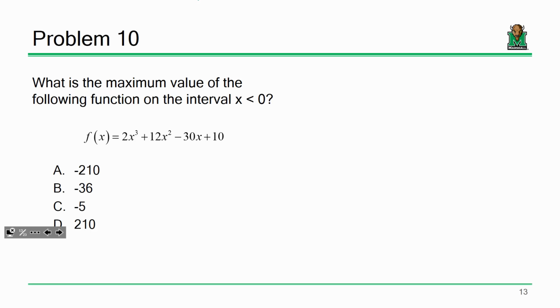Now, this one is a little bit more of a purist calculus problem. What is the maximum value of the following function on the interval x is less than 0? So, what do we got to do? So, we got 2x cubed, so that's, set that equal to 0.